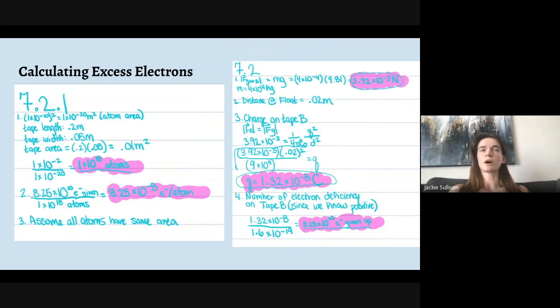Because there's a positive charge, that means the charge tape had a deficit of electrons, or it lost electrons. You can also see I calculated the atoms, and then the ratio of electrons per atoms.